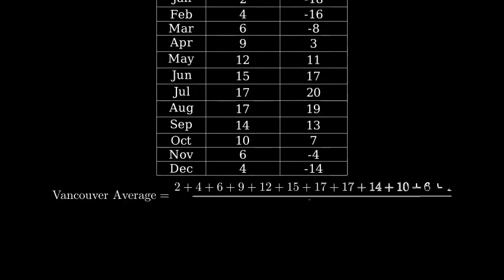Let's calculate Vancouver's average annual temperature first. We add all 12 monthly temperatures: 2 plus 4 plus 6 plus 9 plus 12 plus 15 plus 17 plus 17 plus 14 plus 10 plus 6 plus 4 equals 116. Then divide by 12 months to get 9.67 degrees Celsius.